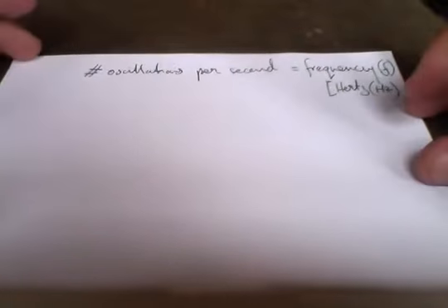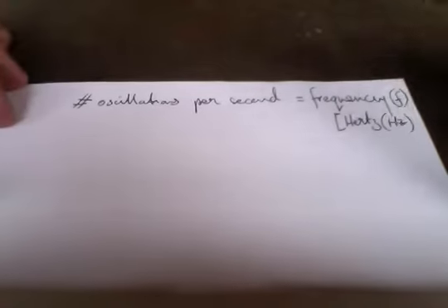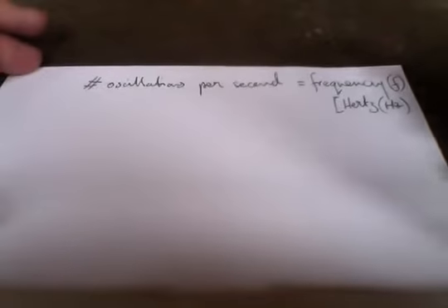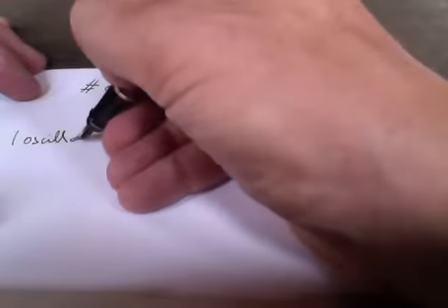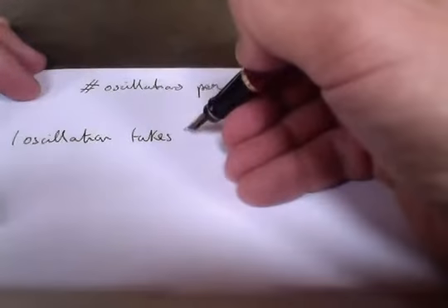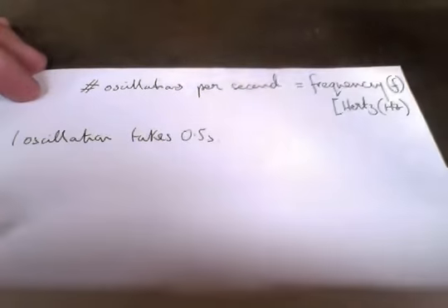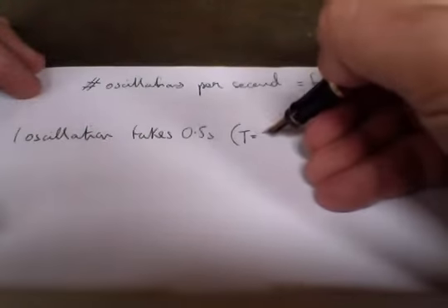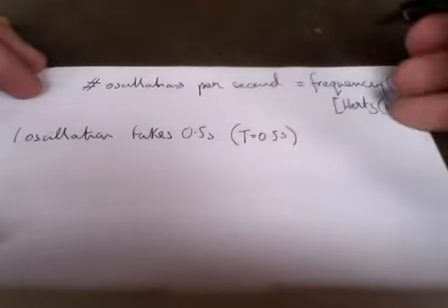Okay, let's just think about that now. We're working towards an equation that links the time period and the frequency, but let's just think about some examples first when we do this. I'm going to try and show it graphically. Let's imagine that one oscillation takes 0.5 of a second. In other words, what we're saying is the time period is 0.5 of a second.